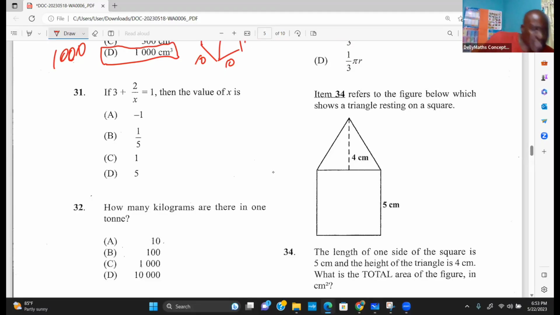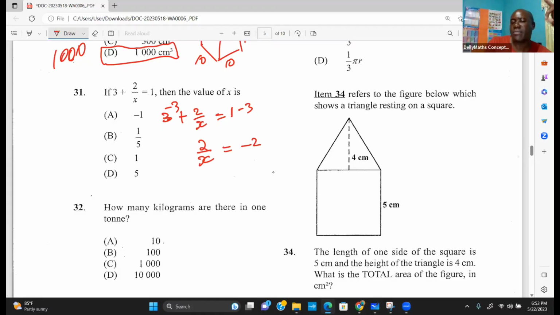Mentally, I'm seeing that the answer is -1. Honestly, mentally, it's -1. But what you can do is subtract 3 from both sides. There are many ways to do it, but I'm just going to do this. -3 from both sides, so you're going to have 2 over x equal to -2.